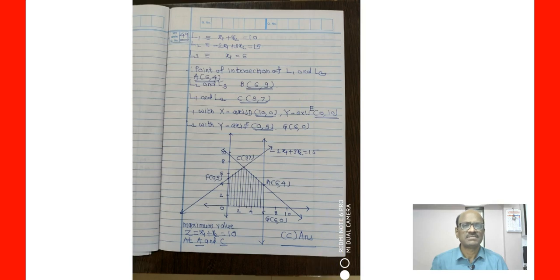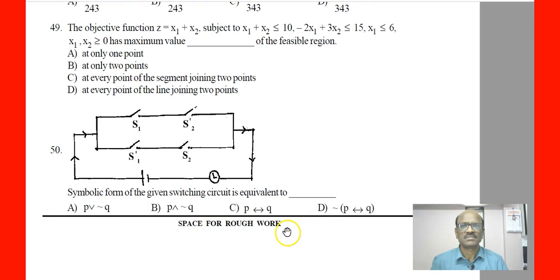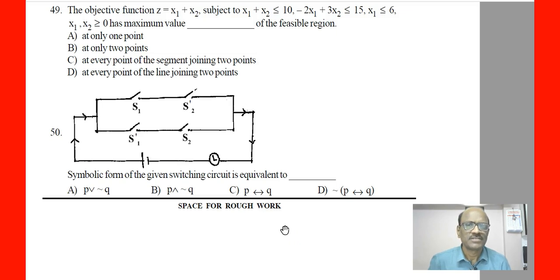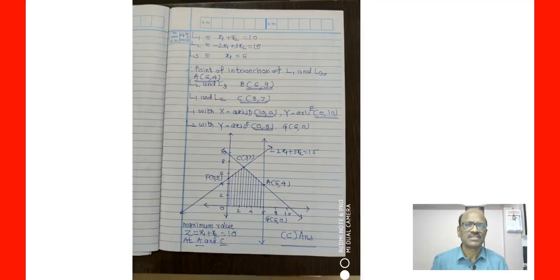Now the next question. It is from logic. The switching circuit is given there. The symbolic form of the given switching circuit is equivalent to, now see this, P and the negation of P, or it is joined, negation of P and Q. Now see this.